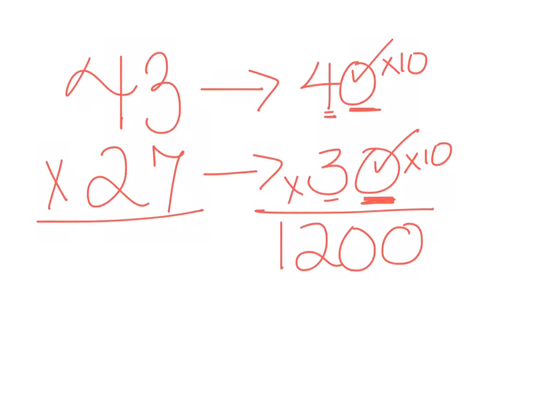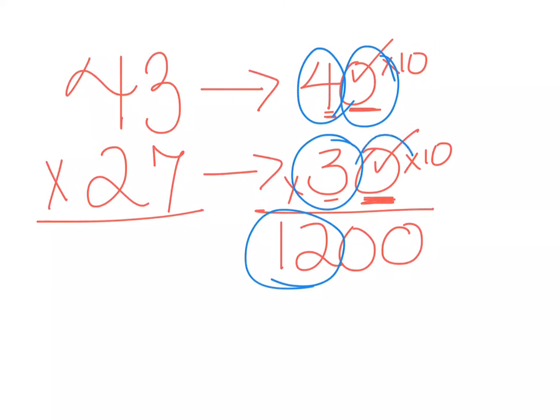So we have, let me change colors here. Now we have 3 times 4 is 12. And then we have 2 zeros. 1, 2. Here's 1, 2. So our estimate is going to be 1,200.